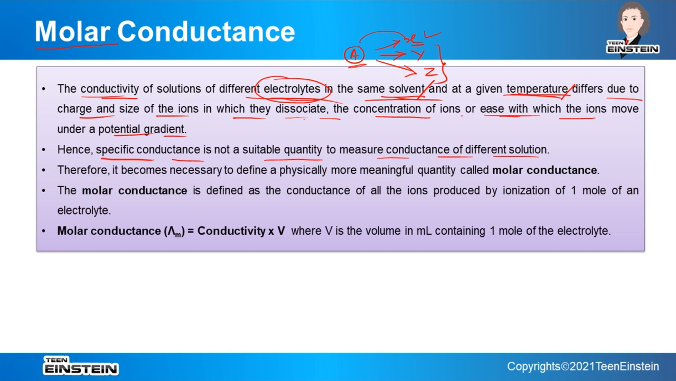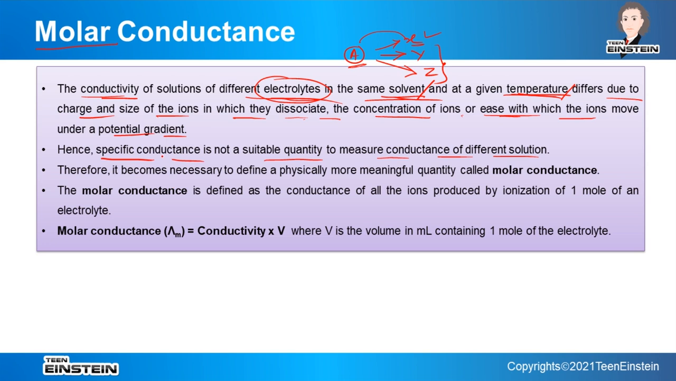So now what we will do, we will fix the concentration. That is why now we will take electrolyte of only 1 mole. That is the electrolyte that we are taking, it is only of 1. So the ions that we get from the dissociation of 1 mole of electrolyte, the corresponding conductance, will be called molar conductance.